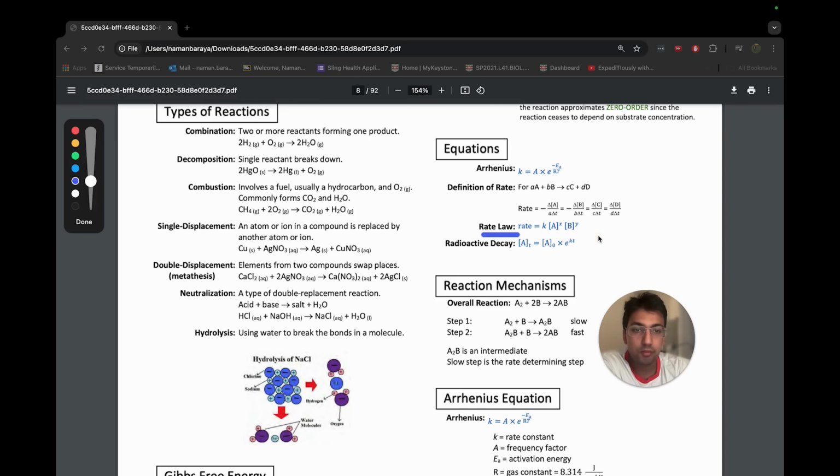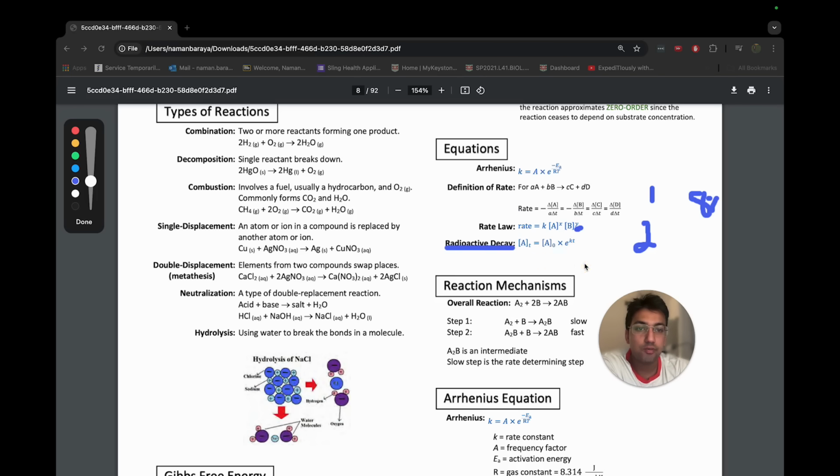So sometimes in the MCAT, they'll actually give you lab values and they'll tell you, oh, when A goes from 1 to 4, this reaction doubled. And so now you should be able to say, what is the exponent for A? And when B went from 1 to 2, this reaction 8x'd. So now you should be able to tell me, what's the exponent for B?